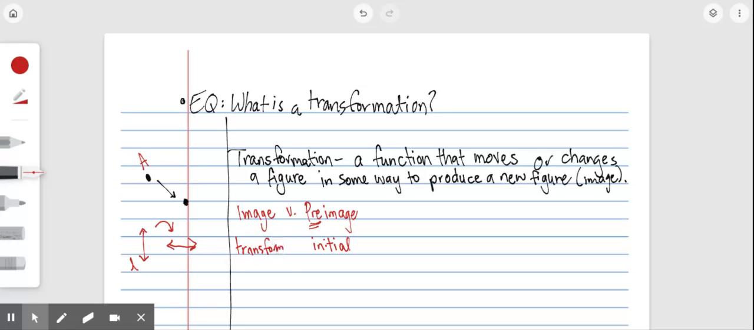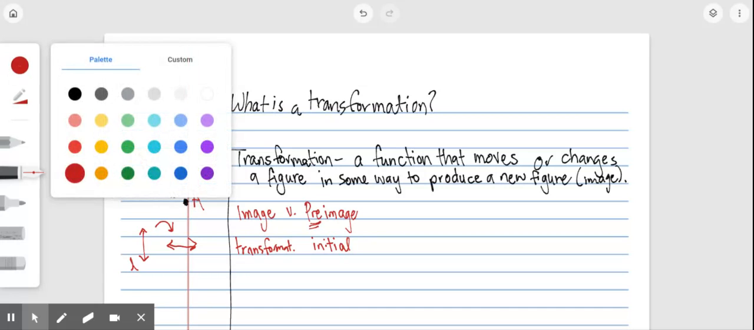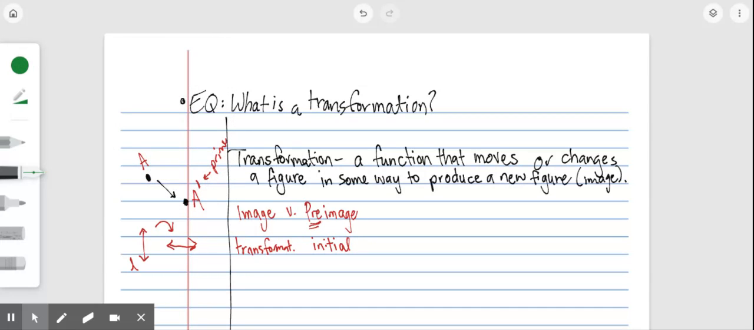Now, don't ask me why they don't just call it image and post-image. I honestly have no clue, but they call it image and pre-image. So when you transform an object like this dot A, the new image becomes A prime. So we mark it with this little indicator up here. That's prime. Okay, so here's some notation station really quick.